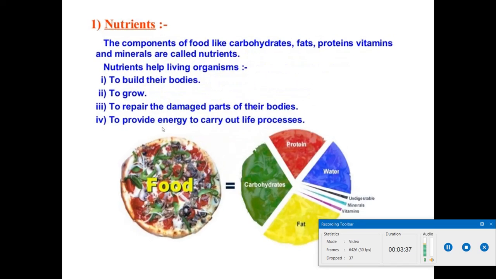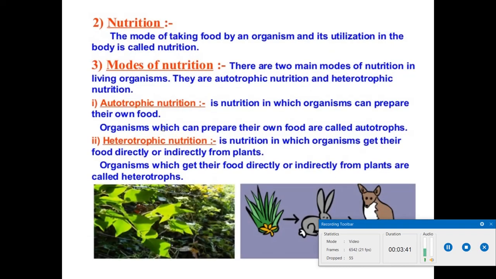Now, let us learn what is meant by nutrition. As we know that it is one of the important characteristics of living organism. The process of taking in of food and its utilization in the body is called as nutrition. What are the different modes of nutrition? There are basically two important modes of nutrition: autotrophic nutrition and heterotrophic nutrition.